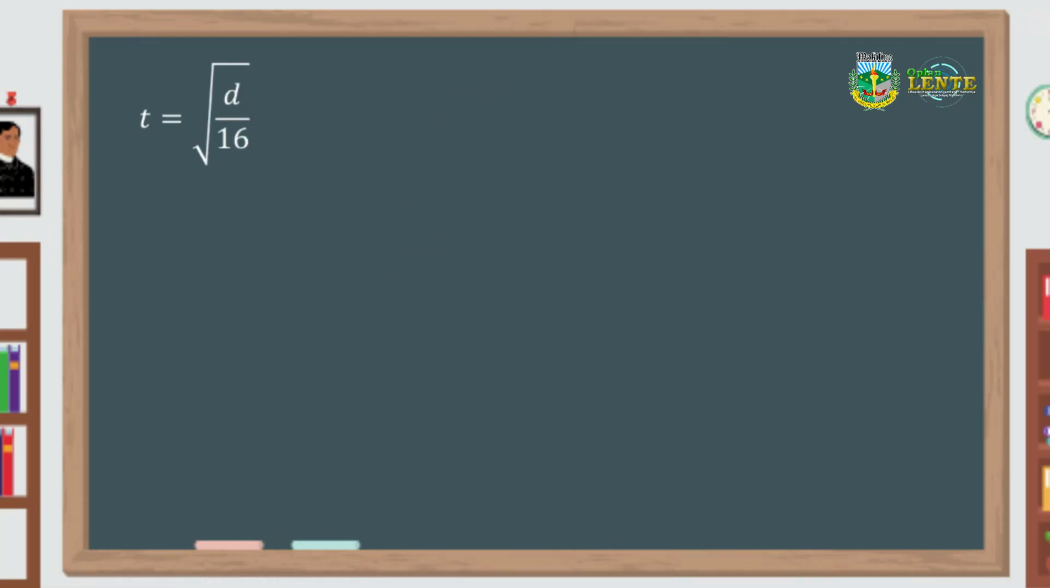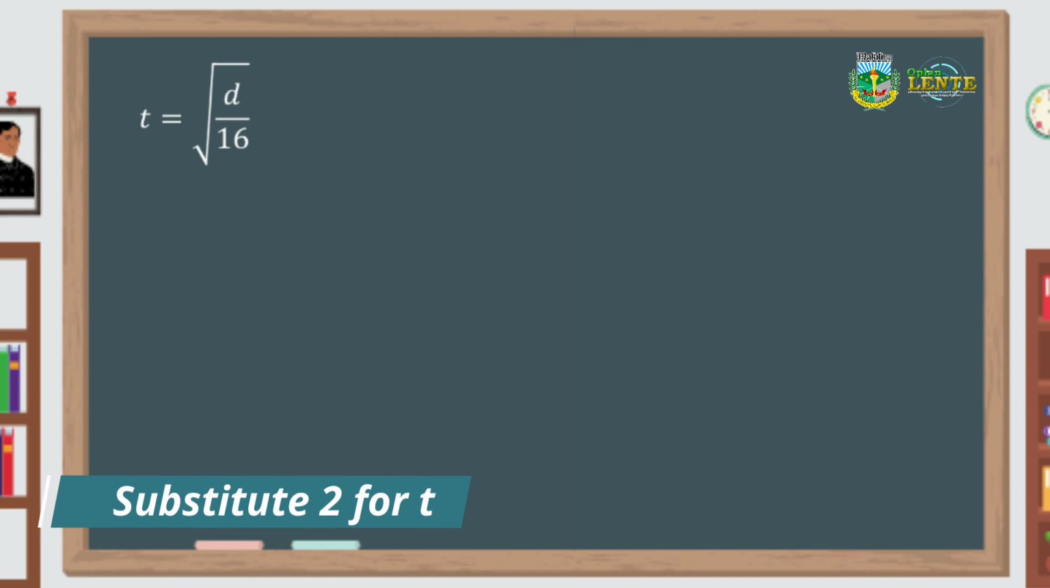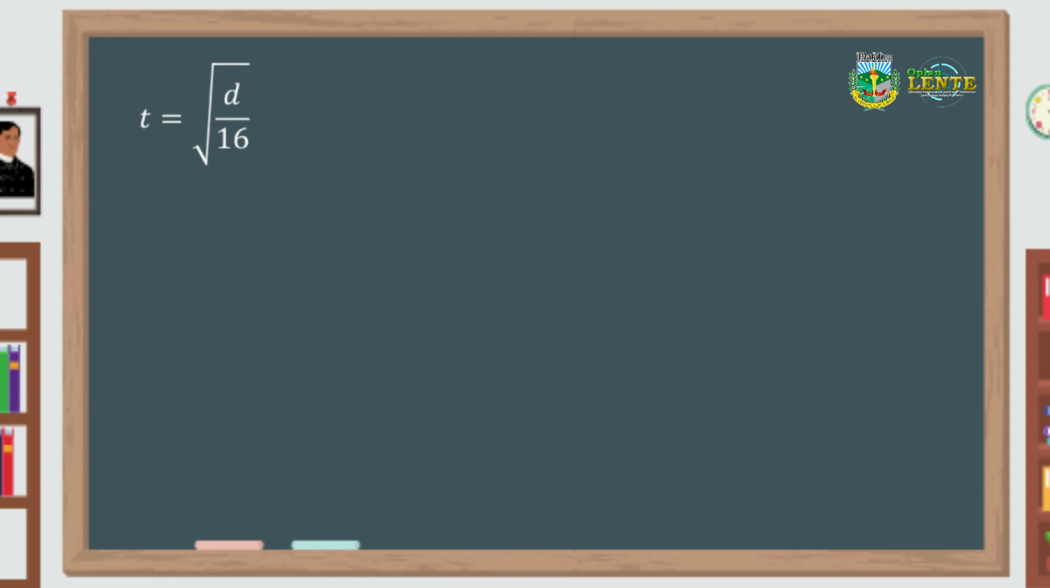cliff? To find the height of the cliff, we will be using the formula T is equal to the square root of D over 16. Then substitute 2 for T in the formula for free-falling objects. It will become 2 is equal to the square root of D over 16. This is an example of a radical equation.